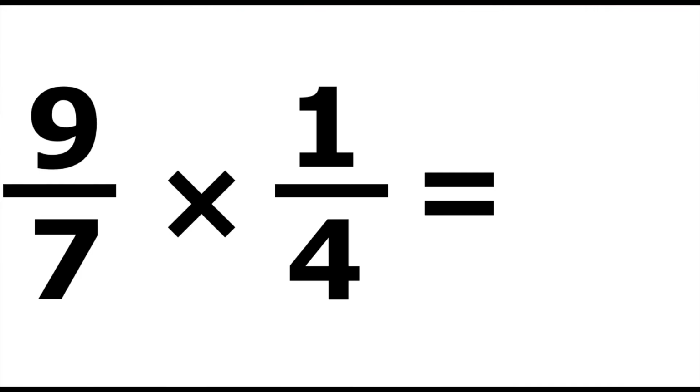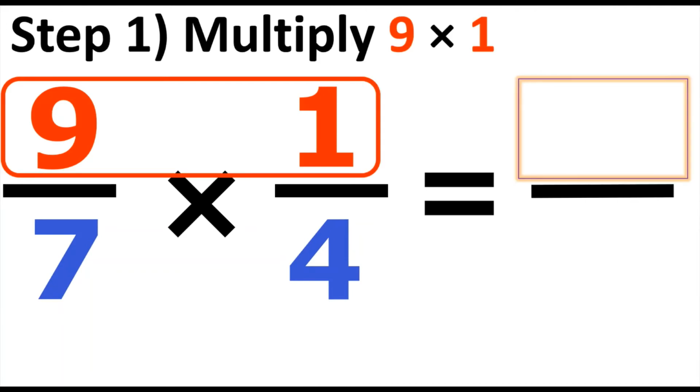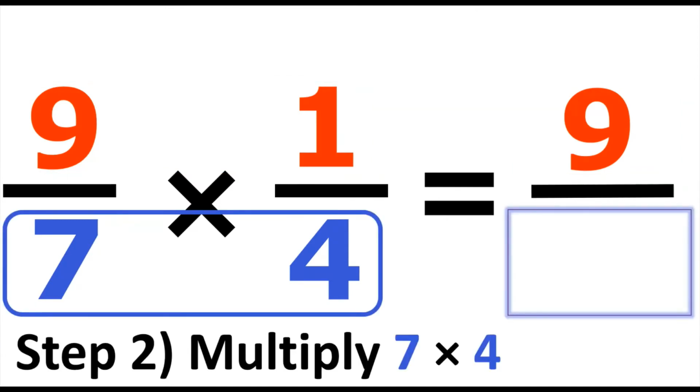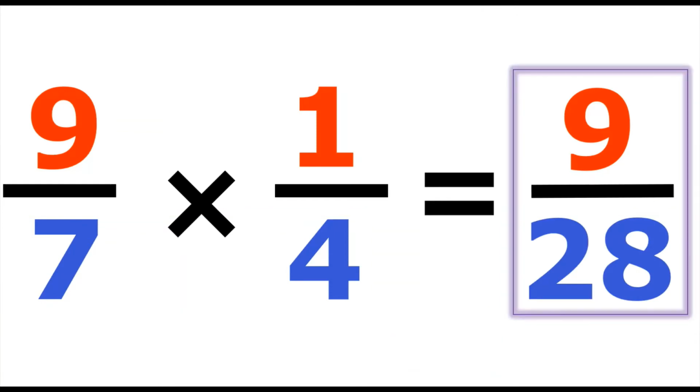So for number 11, we have 9 over 7 times 1 over 4. Multiplying straight across, 9 times 1 gives us 9. Looking at the bottom, 7 times 4 gives us 28. So the answer is 9 over 28.